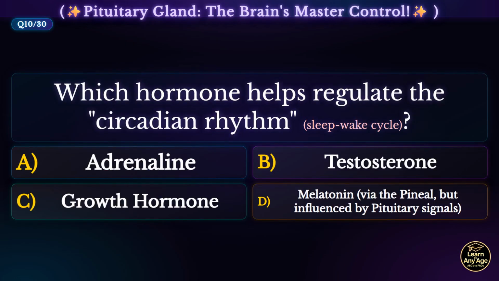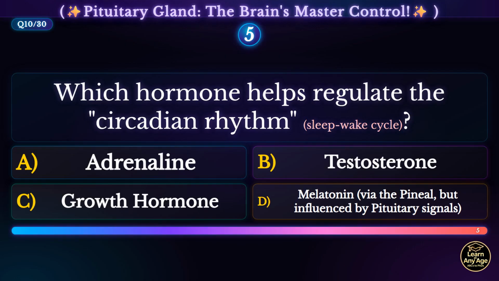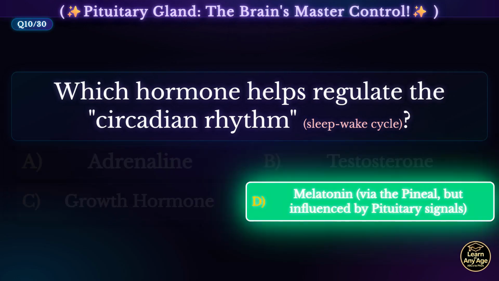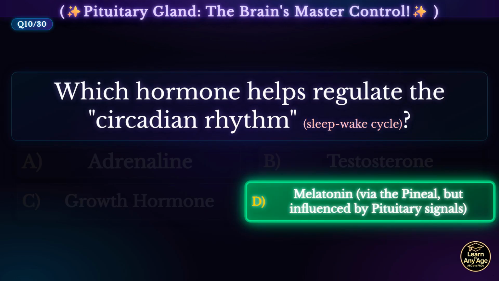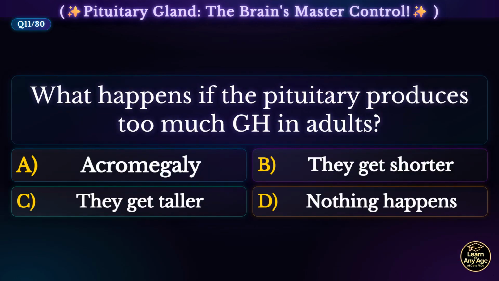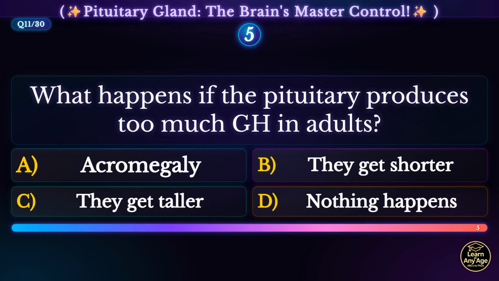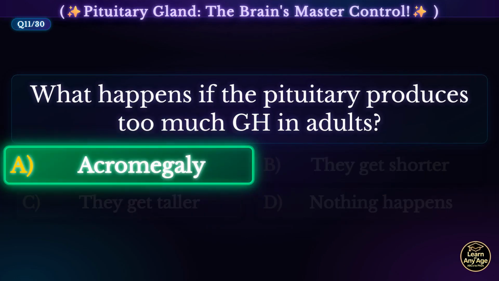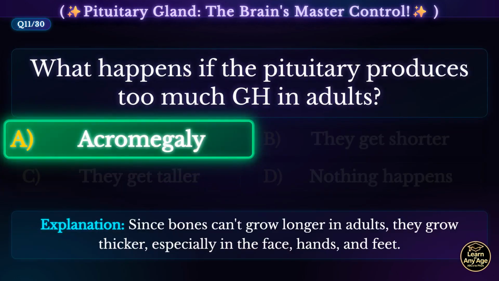Which hormone helps regulate the circadian rhythm, the sleep-wake cycle? Melatonin, via the pineal, but influenced by pituitary signals. While the pineal gland makes it, the pituitary-hypothalamus axis coordinates the timing. What happens if the pituitary produces too much GH in adults? Acromegaly. Since bones can't grow longer in adults, they grow thicker, especially in the face, hands, and feet.